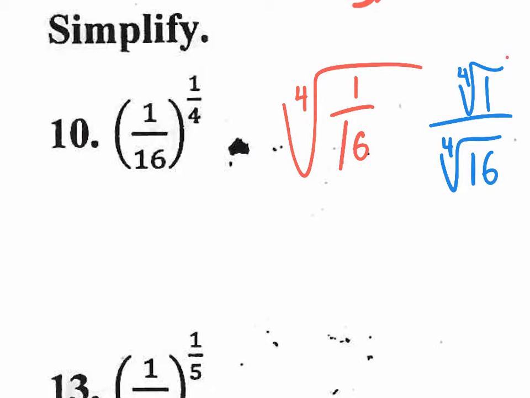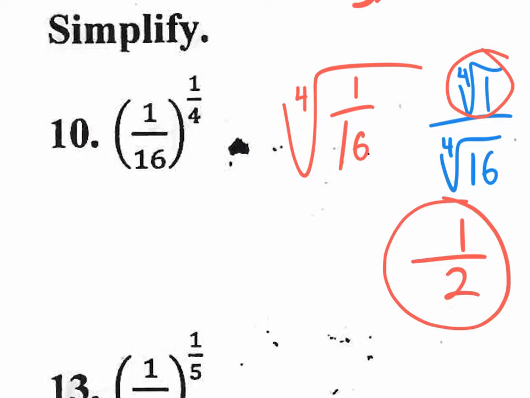And then you could actually do the 4th root of 1. What is the 4th root of 1? 1, because 1 times 1 times 1 times 1, 4 times gives you just 1. So the answer is 1 up on top. And what's the 4th root of 16? 2, because 2 times 2 is 4, times 2 is 8, times 2 is 16. So your answer is 1/2.